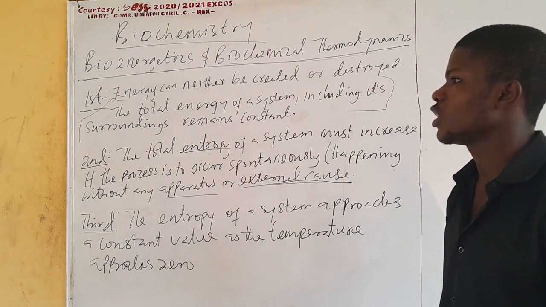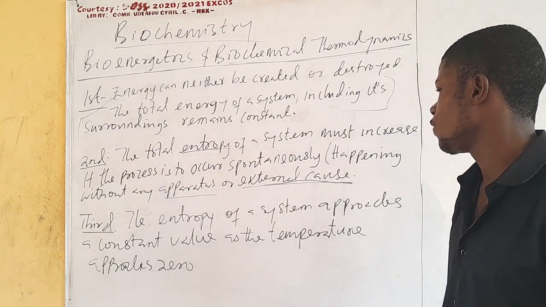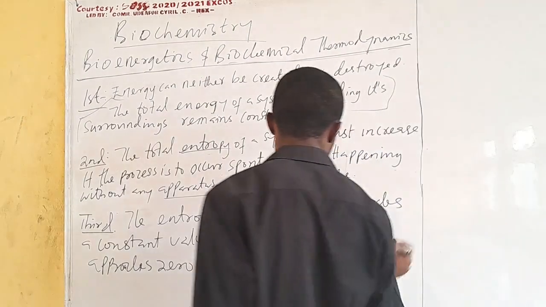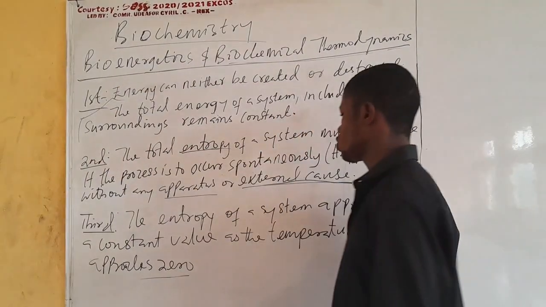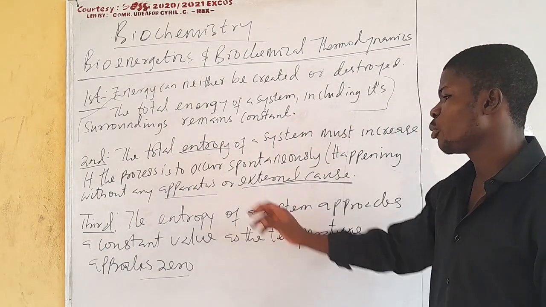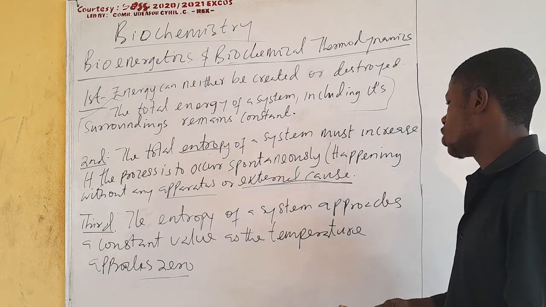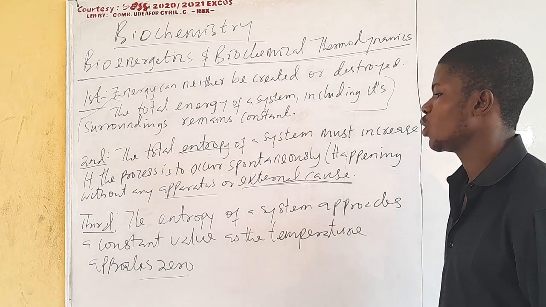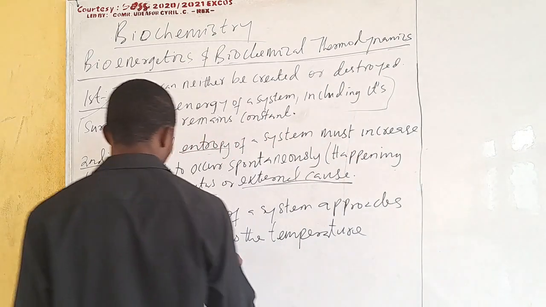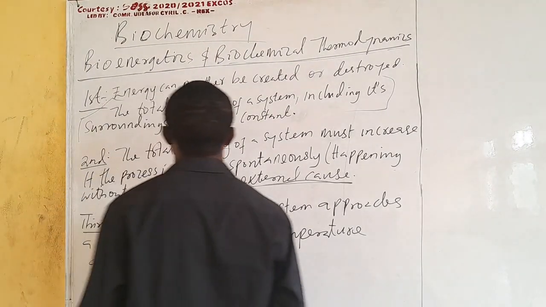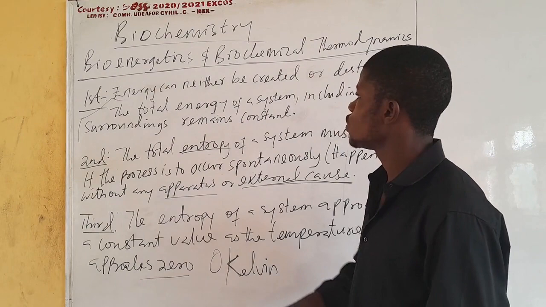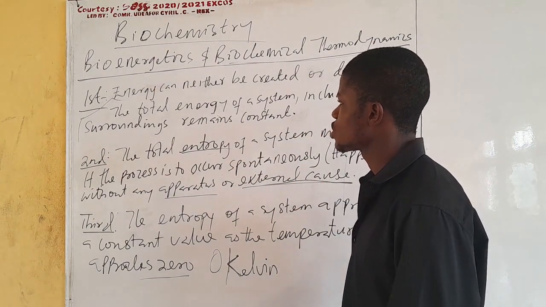Now the third law of thermodynamics: the entropy of a system approaches a constant value as the temperature approaches zero. As the temperature approaches what? Zero. So for the entropy of a system to approach a constant value means that the temperature must approach what? Zero Kelvin. Zero what? Kelvin.